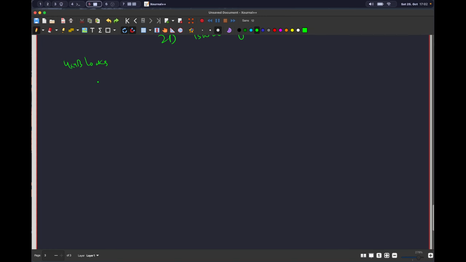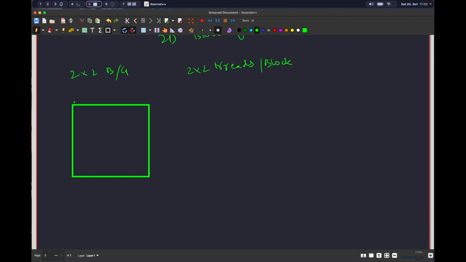Let's not make it 4 by 4, just to visualize. Let's do 2 by 2 blocks per grid as well as 2 by 2 threads per block. So how it will look like is, let me take a shape. This is a grid. So all of them are the same dimension. Apologies for not drawing that.